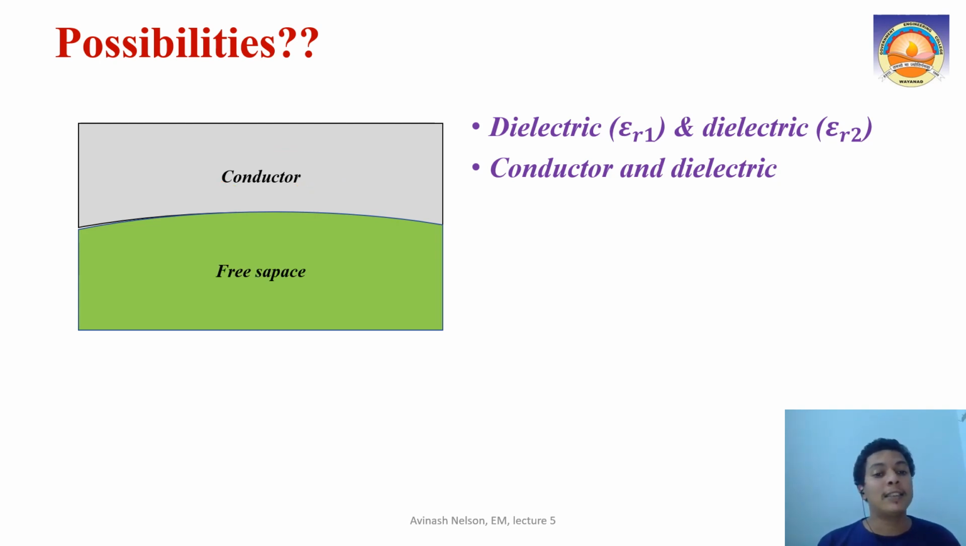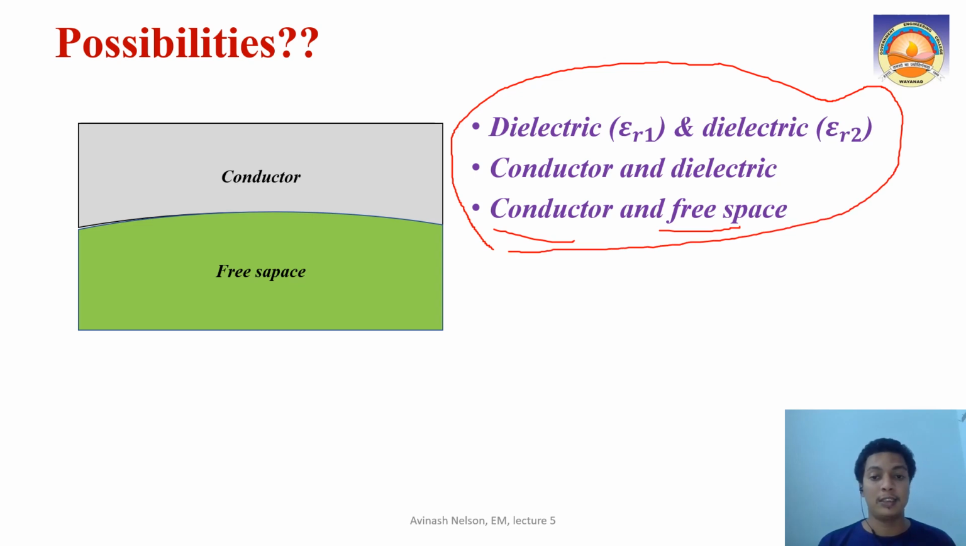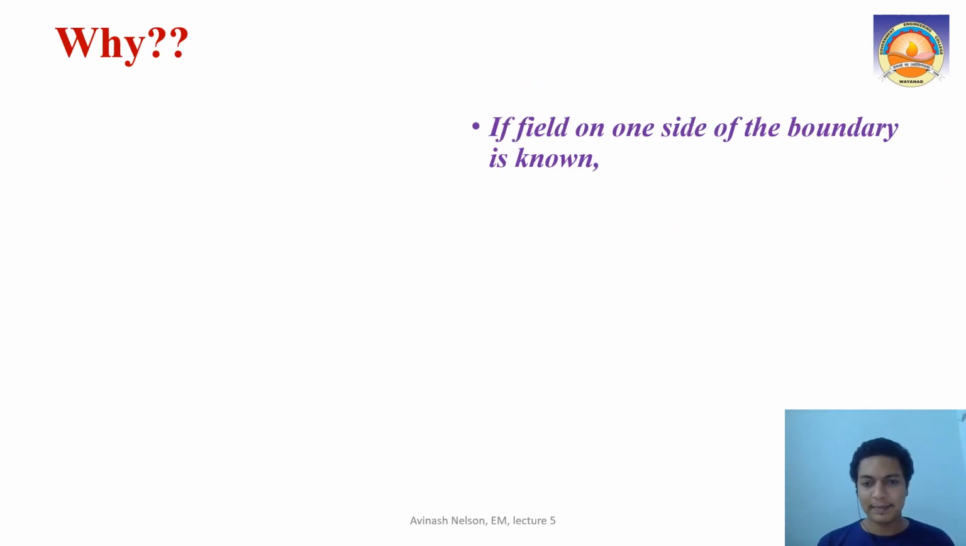Now let us get into the third possibility. What is the third possibility? We can even have a conductor and free space. So these are the three possibilities for which we are going to define our boundary conditions. Now let us see how we will be able to find the field at the interface between these media. For that, it is quite simple.